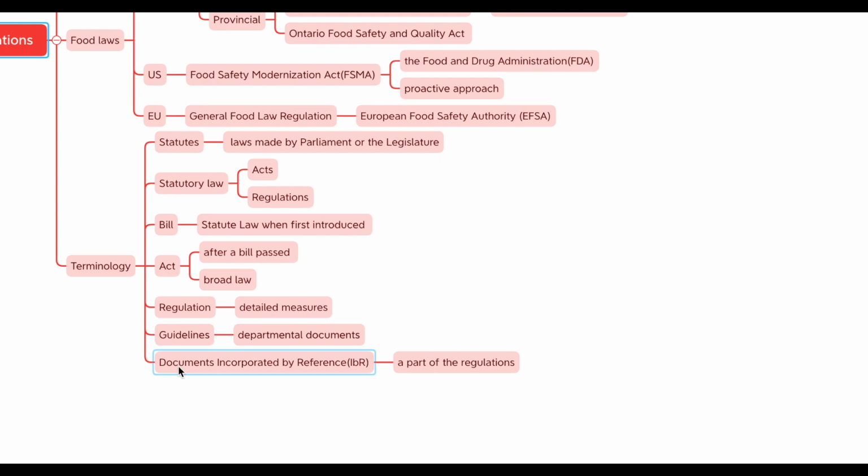Okay, and then we take a look at this one. Documents incorporated by reference, IBR. So they are like the guest stars in food safety. They are documents that are not in the text of regulations, but are made a part of the regulations, right? It's magical. These documents can be updated more rapidly in response to new science or an emerging health risk, ensuring that our food safety standards are always up to date. For example, the list of permitted food additives.